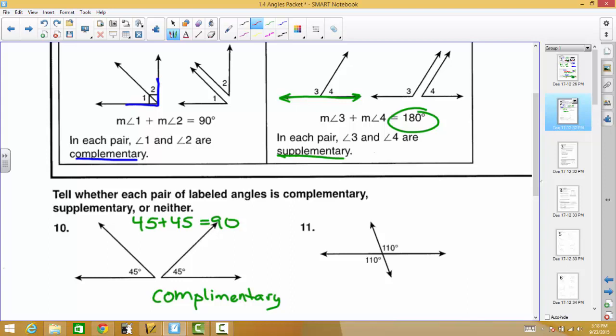In 11, you have 110 and another 110. Those are not supplementary, and they're also not complementary. And it doesn't ask about vertical angles, but they are vertical angles. So these are the same measure. They don't add to give you anything, so the actual answer is none. They're vertical angles.